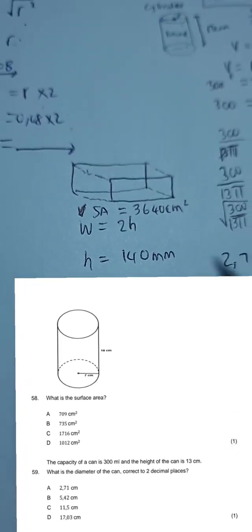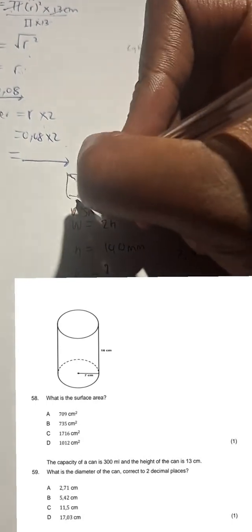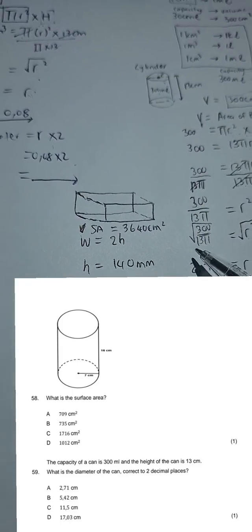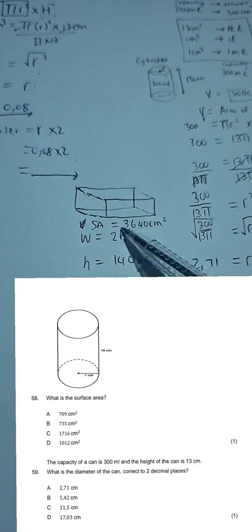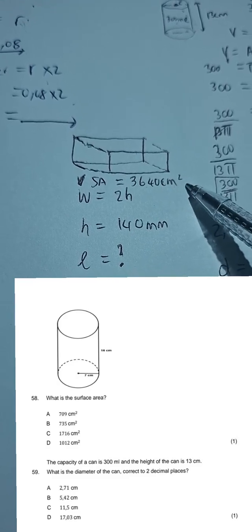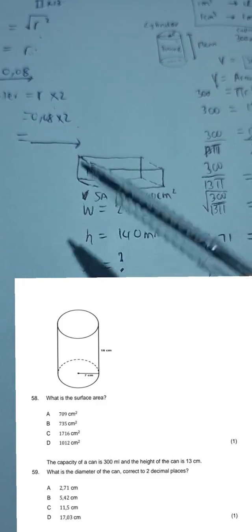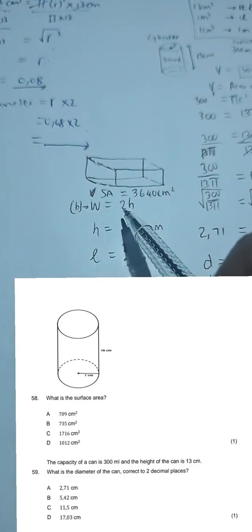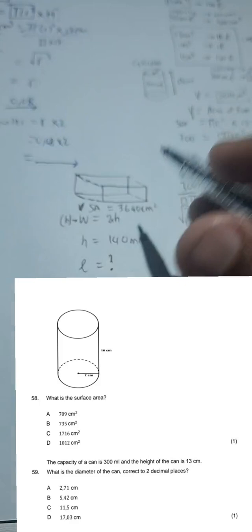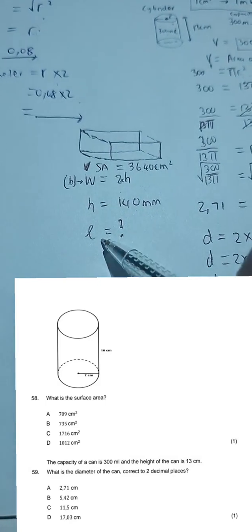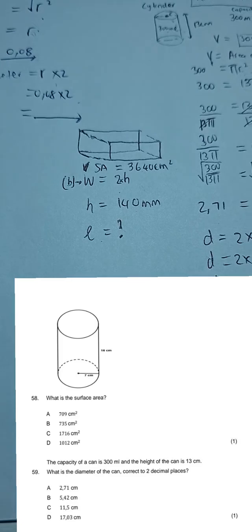Let's check out what we mean. Guys, I've just drawn a rough diagram of a rectangular prism. Okay, this is rough. The surface area of this rectangular prism is 3,640 centimeters squared. We are told that the width, now remember guys, the width is also what we call the breadth, is 2 times the height. The height is 140 millimeters and the length we want to calculate.